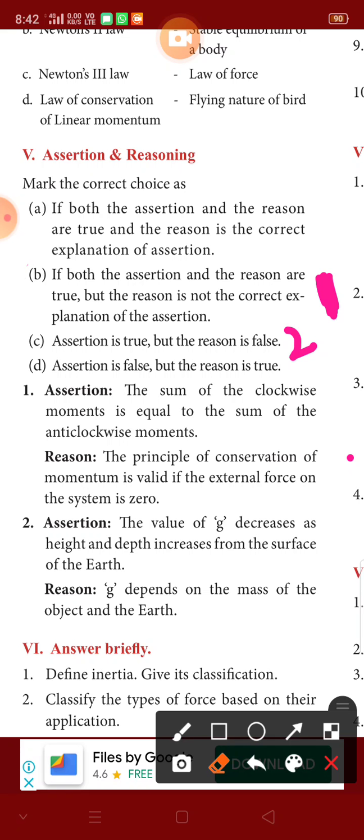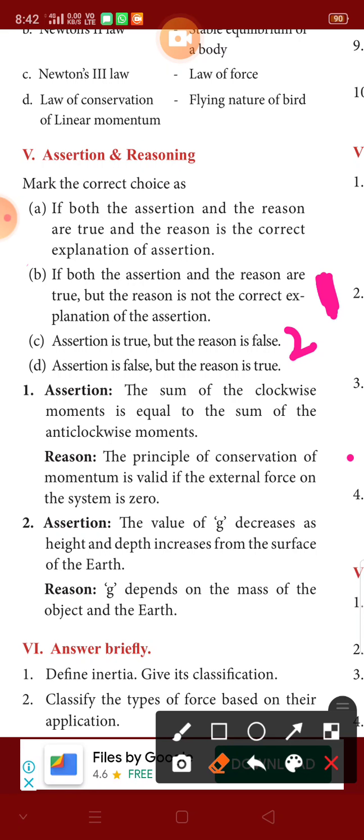Assertion: the value of g decreases as height and depth increase from the surface of the earth. Reason: g depends on the mass of the object and the earth. For this, the answer is assertion is true, but the reason is false.